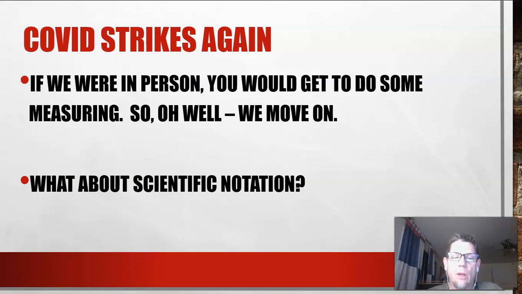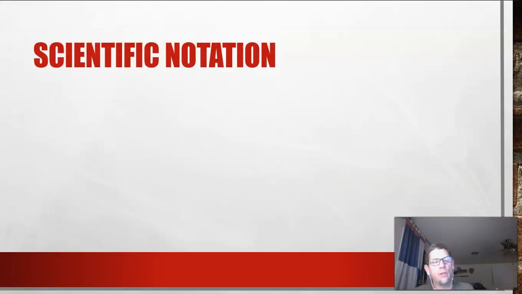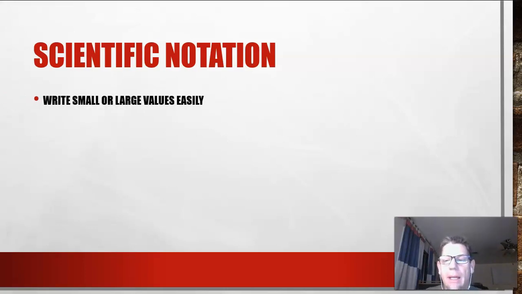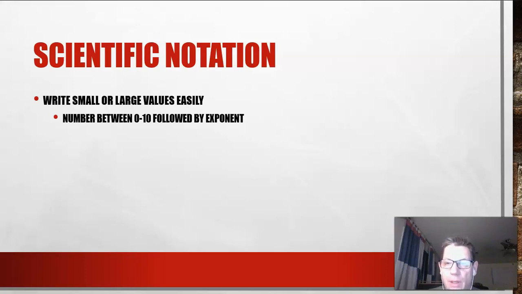So as we move on, what about scientific notation? I'm going to go through this a little bit faster because hopefully you already know a little bit about scientific notation. It helps us to communicate our ideas. Small and large values end up being difficult to write because there are a lot of zeros included. So what we're going to look at is a way to write these very large or very small values very easily. It is a number between 0 and 10, and that number is always followed by an exponent. So the exponent is what is going to move the decimal point around.